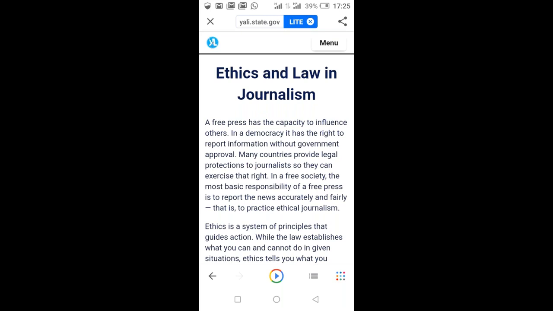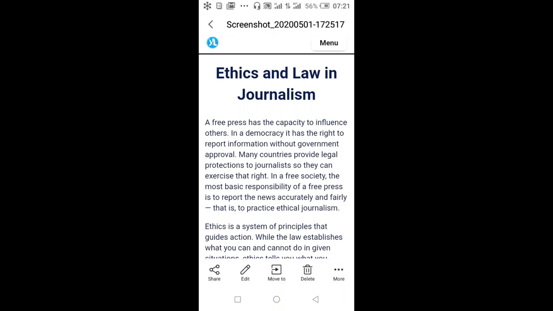I don't know whether it was in this class we discussed the four concepts of the press. And one of the concepts of the press is what we call authoritarian government. In authoritarian government, the government is the one that influences what the press will say. But in a libertarian concept of governance, that's what we refer to as free press. The press has the capacity to influence others. Now, in a democracy, it has the right to report information without government approval.